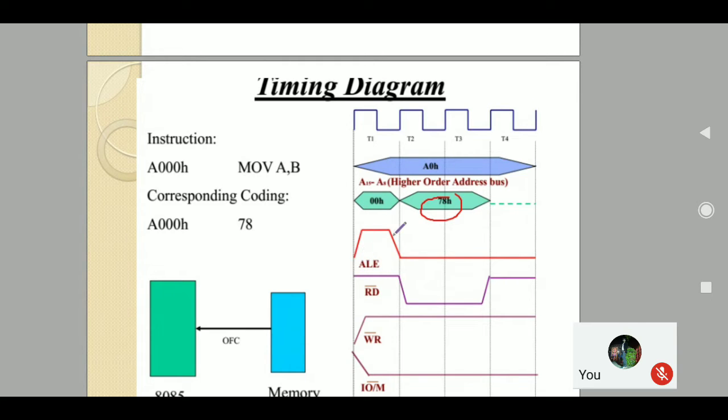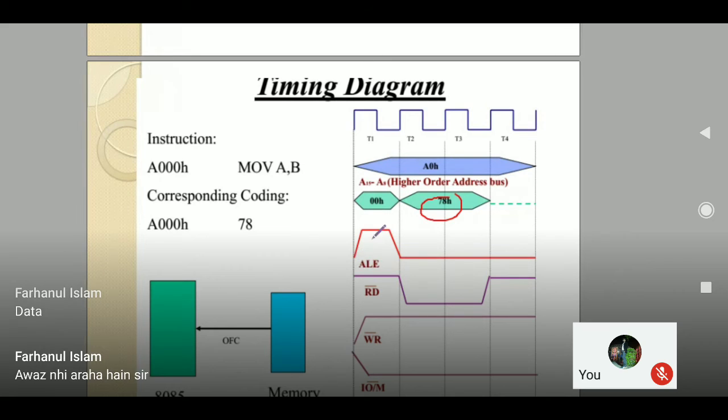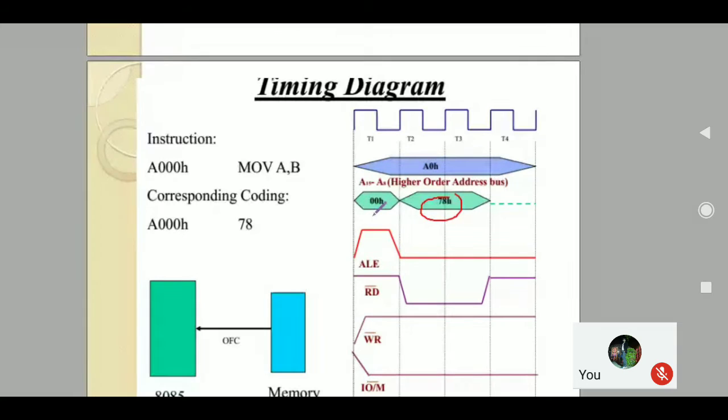Why is ALE high here? Because I want to generate the lower order address bus, A0 to A7. That's why I'm putting this ALE as high. So your address bus is already generated, from A0 to A7. After this T1 cycle it is low again, because in the T1 cycle only the lower order address bus is already generated, so there is no need for it anymore.